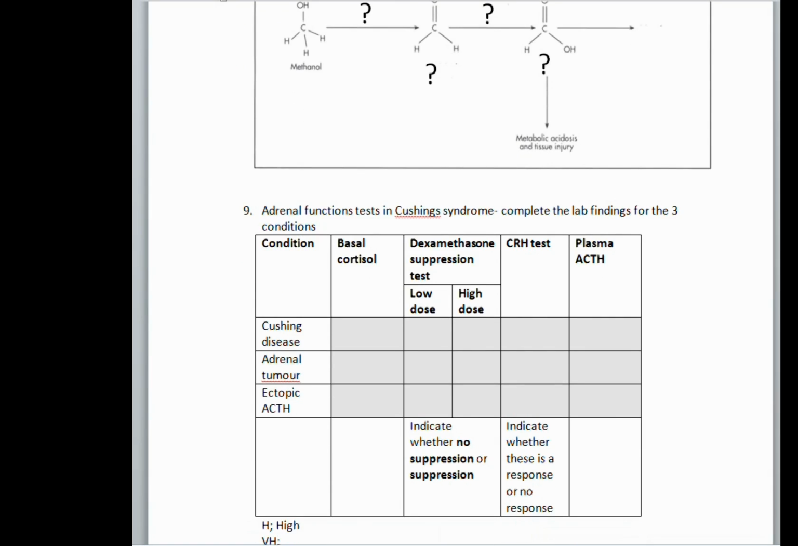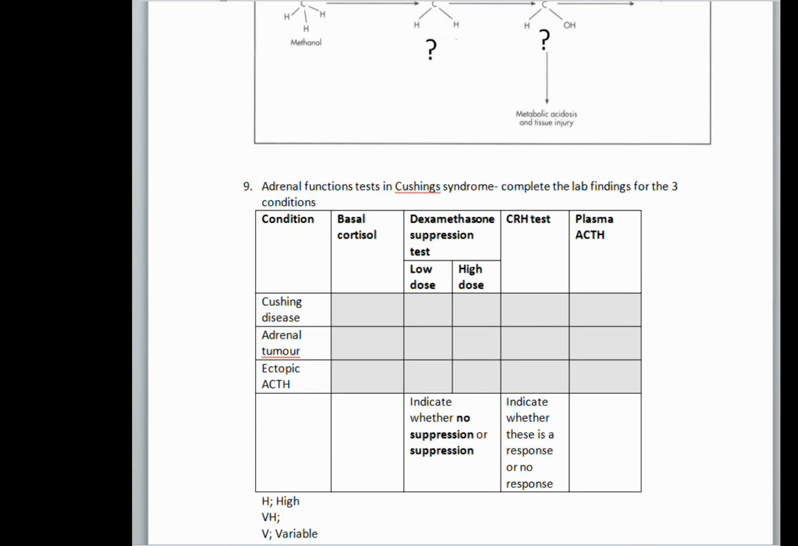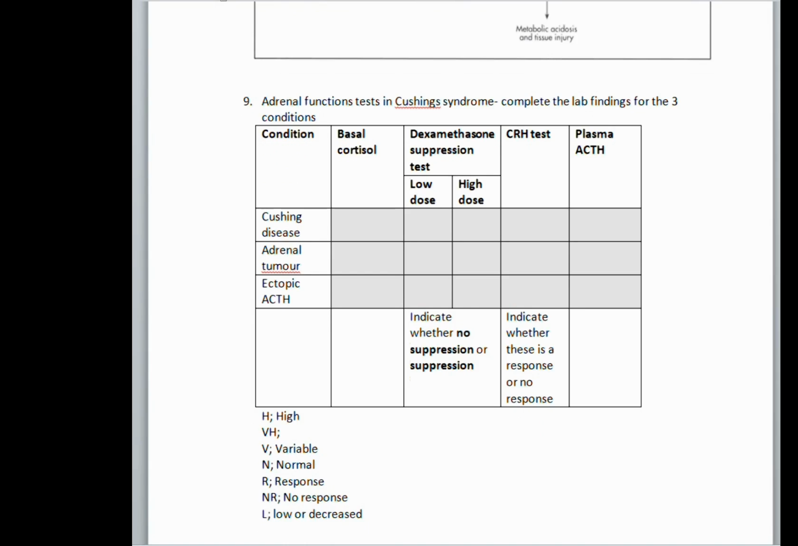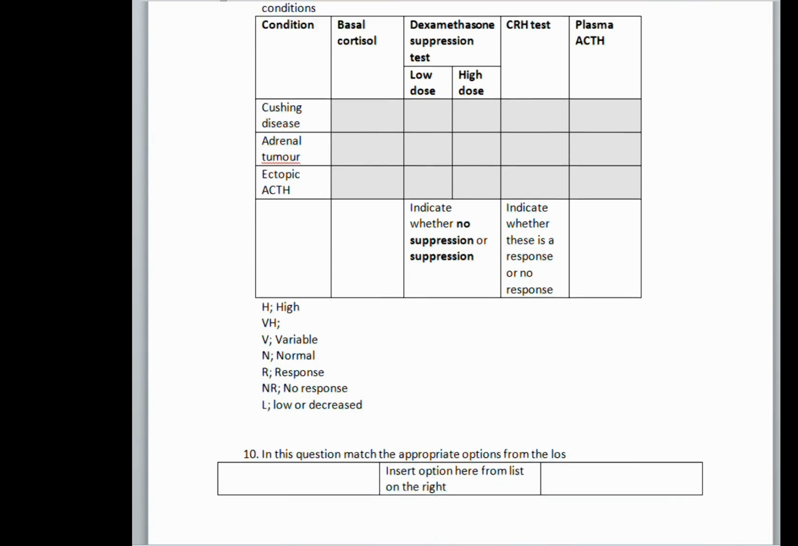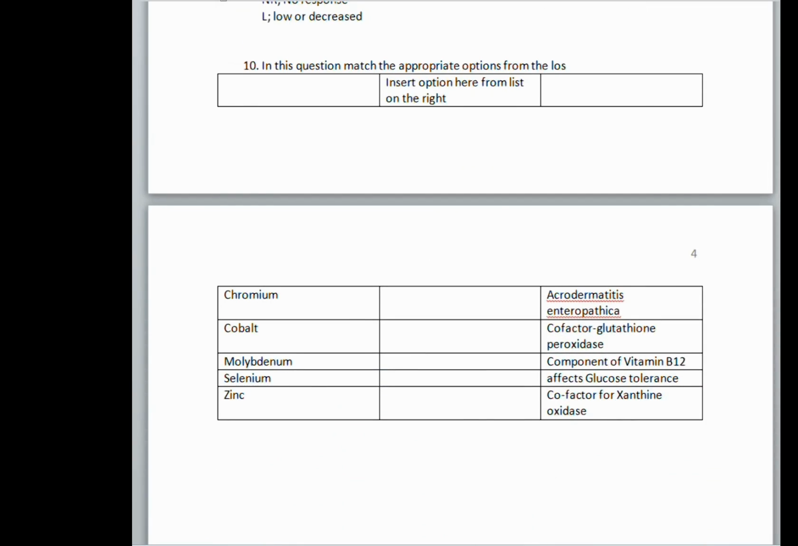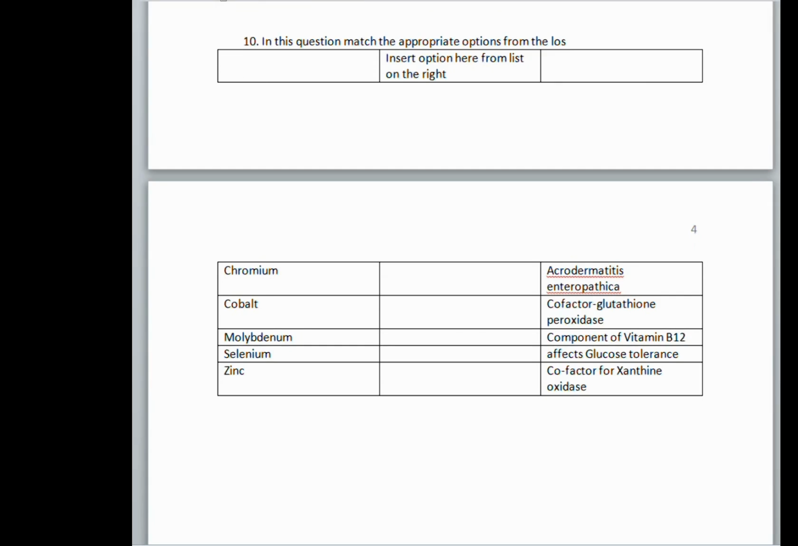This is another example of a type of question that could be designed to test diagnostic chemistry knowledge. And here's another example of the matching type of question, where you have to match the items on the left with items on the right hand side.